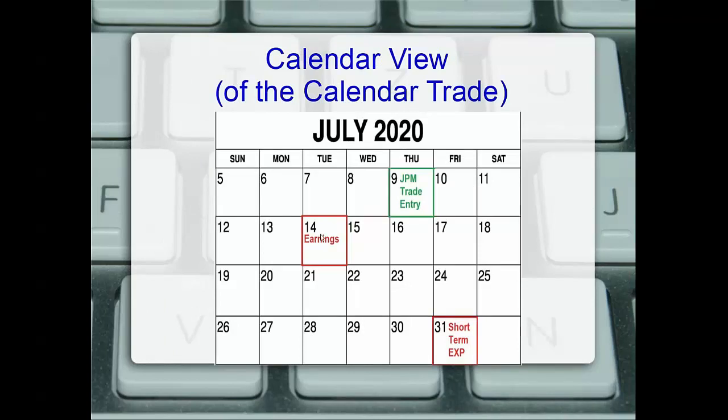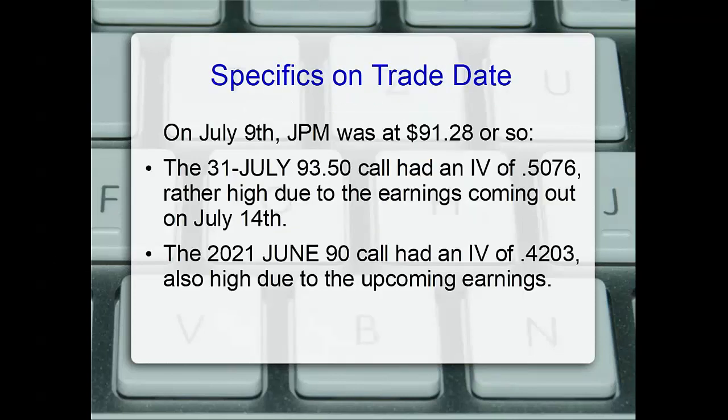Here is the position. He opened it on July 9th. Earnings were on July 14th. The short call expired on the 31st. The long call is out to June 2021. On the day he opened the trade, JPM was at 91.28. The July 93.50 call had an implied volatility of 0.5076, about double its average, two-thirds greater than its average. And that was high due to the earnings event coming out before the expiration, 17 days before the option expired.